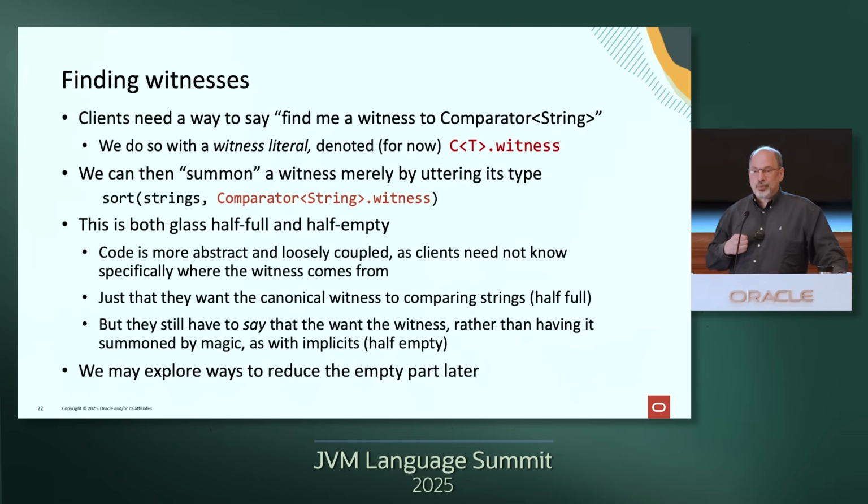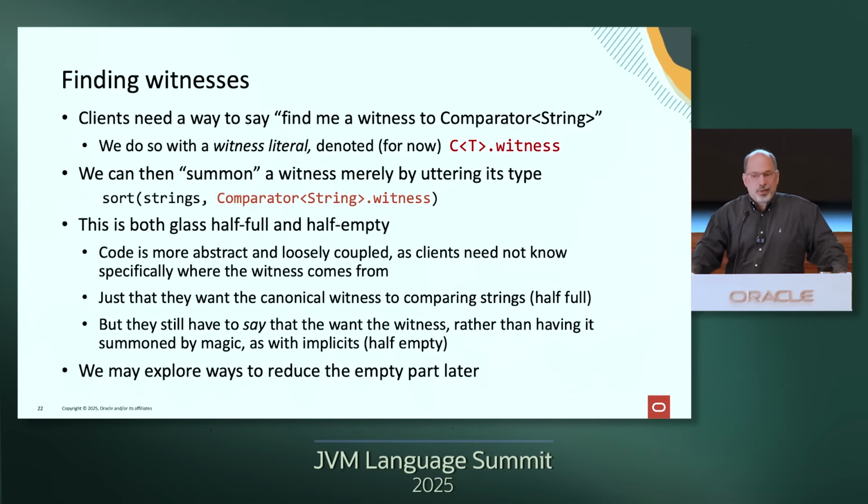And clients need to be able to summon the witness. They need to be able to say, give me the witness of Comparator<String>. And the way I'm proposing we'll do that is with some kind of witness literal where you name the type that you're witnessing, Comparator<String>.witness, straw man syntax. And so then you can just summon a witness by uttering its type. So if we want to sort a list of strings, you say sort(strings, Comparator<String>.witness). Now, you haven't said what ordering you want. You're saying, I want the canonical ordering that strings are ordered by, that hopefully someone else provided, and if we can't find it, I'll get a compilation error.